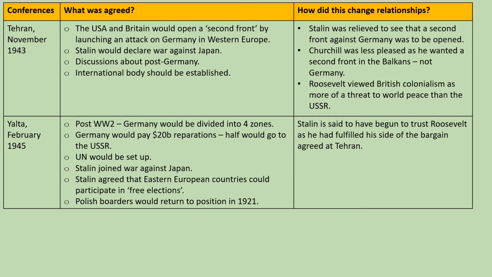Stalin did join the war against Japan. Stalin also agreed that Eastern European countries could participate in free elections, though we're going to see that this was a little bit sketchy, and the Polish borders would return to the position of 1921. The reason why that final point is quite significant is it gives massive land contributions to the USSR. Stalin's really happy about this because twice in his lifetime, Russia has been invaded by Germany, so he's happy to have that buffer zone, if you like.